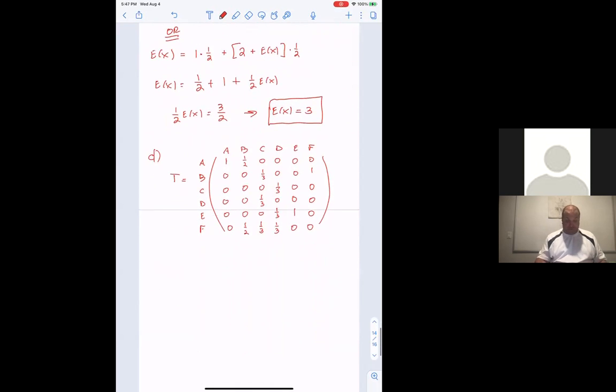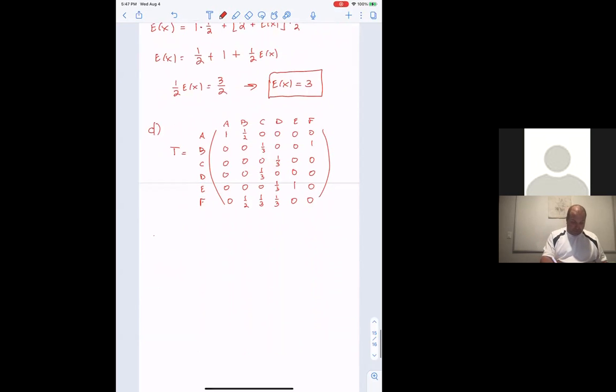So D was find the transition matrix, we just did, and now we have E. By evaluating high powers of the transition matrix, find a long-term probability of being at vertex E if you begin at vertex C. So let's plug in, let's edit this. This is a 6x6.